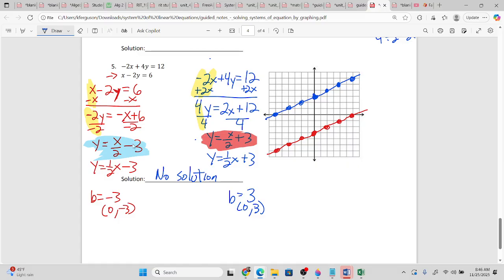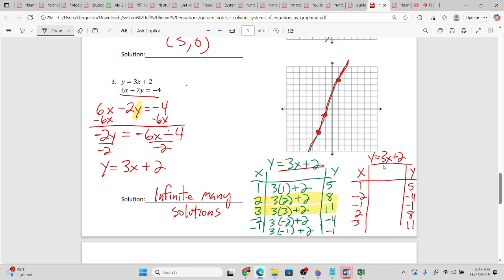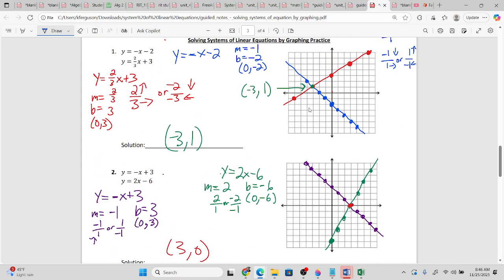So if you pay attention to the slopes and the y-intercepts, they can kind of tell you in most cases what kind of problem you got. If the slopes are the same but the y-intercepts are different, they're parallel. If the two equations are exactly the same, then you've got infinitely many solutions because they're the same line, they just overlap. And then if you don't got either of those situations, then you've got just 1 point.